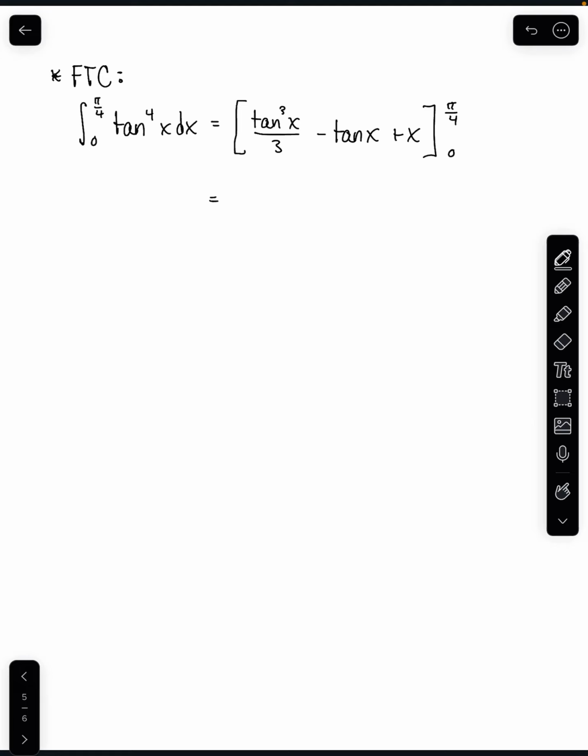This isn't all that hard to work with, actually. Pi over 4 is a very friendly value to evaluate the tangent function at. Likewise, 0 is also very nice to evaluate the tangent function at.